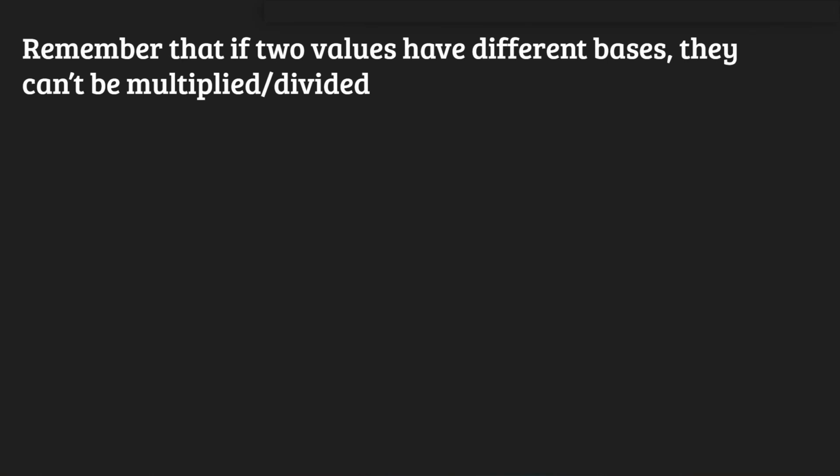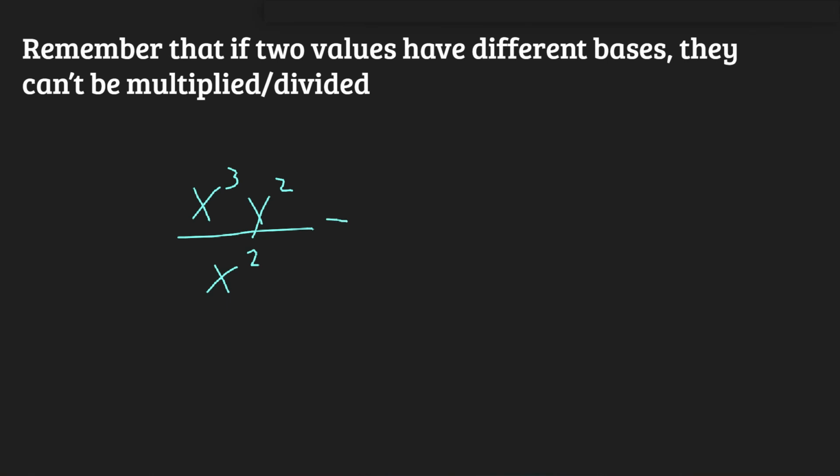This next example here is just to reiterate that rule we've been talking about before, where if two values have different bases, they can't be multiplied or divided. So let's say we have a problem that is x to the 3 times y squared, so y to the 2, and then this whole thing is divided by x squared. Now I can do something with the x's, but the y squared, I can't divide that by x squared because they have different bases.